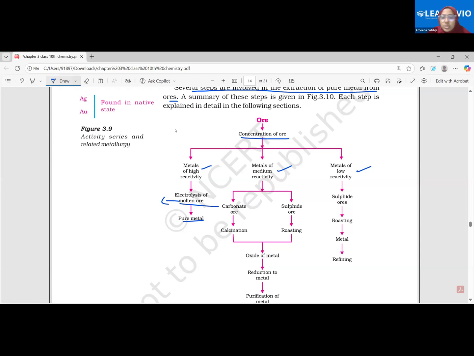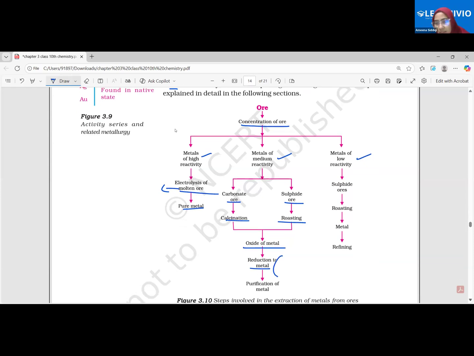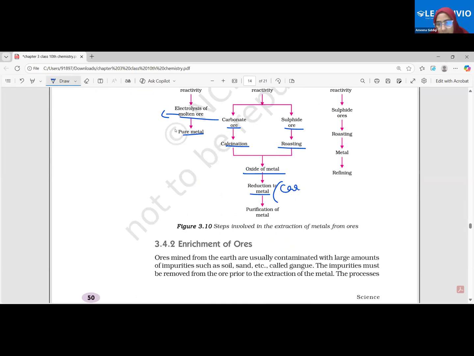Now, metals of medium reactivity: if we have carbonate ore or sulfide ore, we change it to the oxide. In both the forms, calcination, roasting, then reduction of metal. How are we going to reduce the metal? There are two methods. Can you tell me? First is carbon. The other is a more reactive metal. Yes, we saw that in the last class. You should always remember a more reactive metal will behave as a reducing agent. Why? Because itself it will get oxidized. And then the purification of the metal, sulfide ores, roasting, metal refining, that's it. Clear?